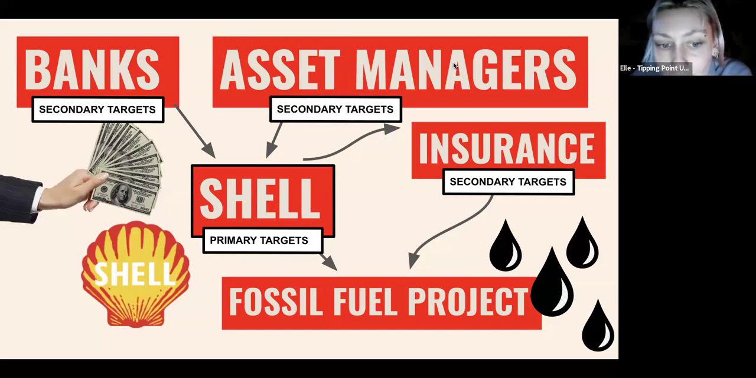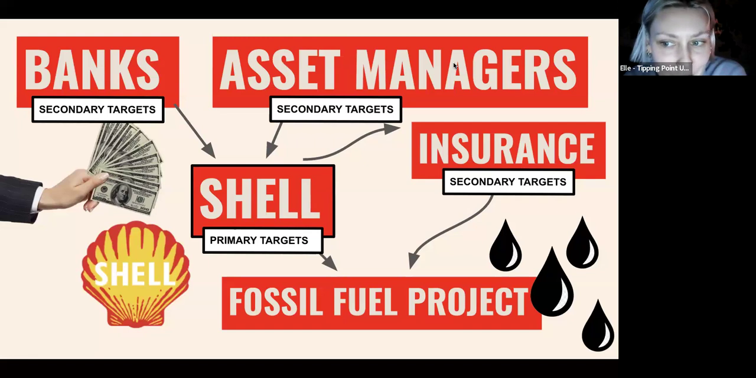So just to recap there, our primary targets are those who have direct decision-making power. So our primary targets directly have the power to give us what we want. Often they won't. So then our secondary targets come in. And those are the ones that have huge amounts of influence over our primary targets. The banks, the asset managers, the insurers.